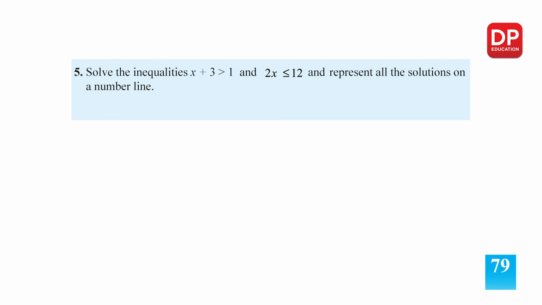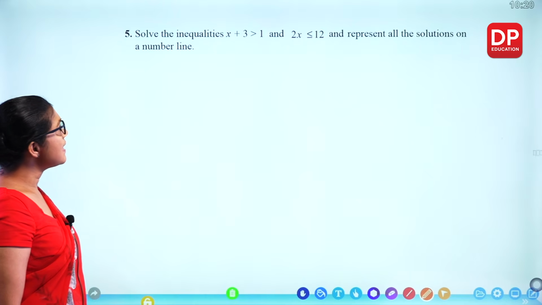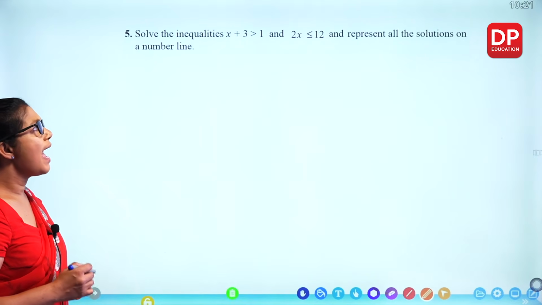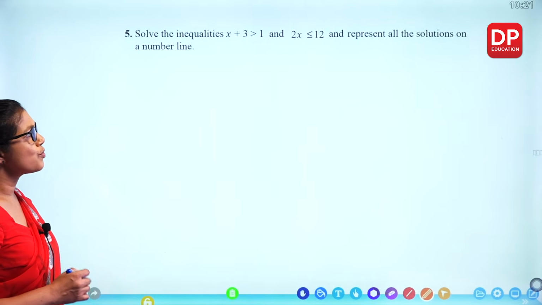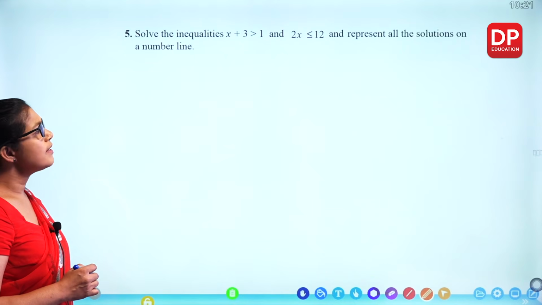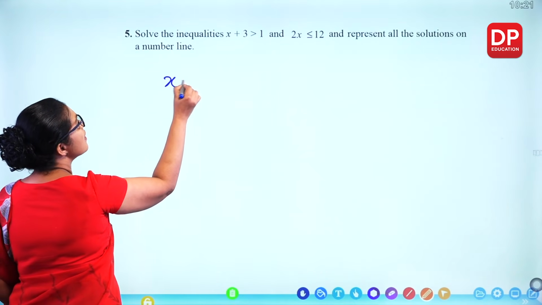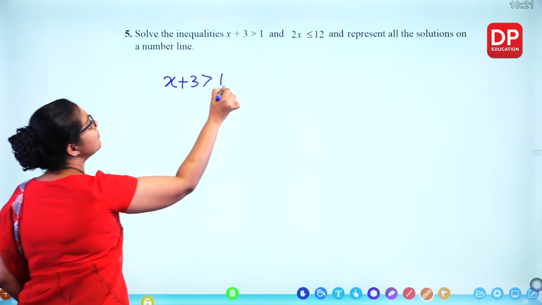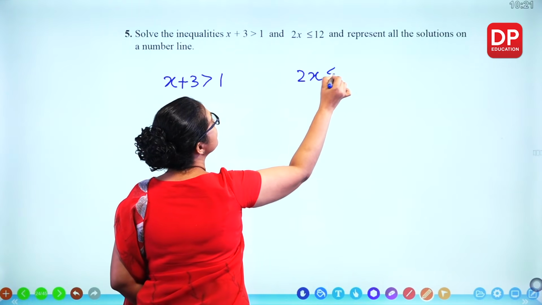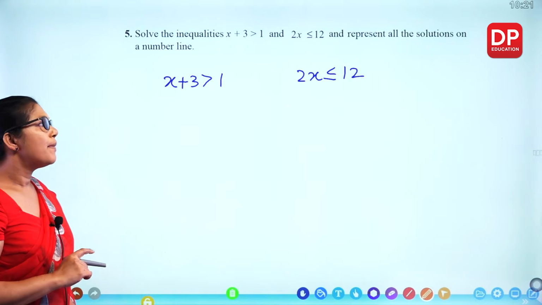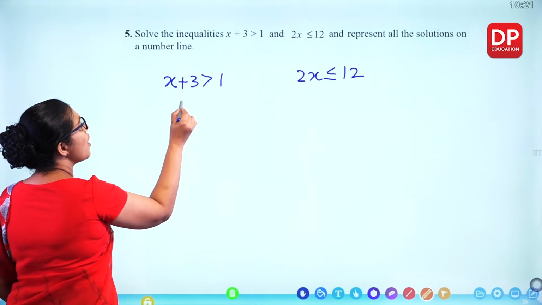Now we'll take the fifth question. It says solve the inequalities x plus 3 greater than 1 and 2x less than or equal to 12 and represent all the solutions on a number line. So we have to take both inequalities and solve separately and draw one number line. So how will you solve?